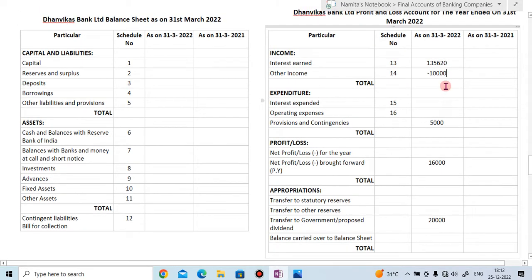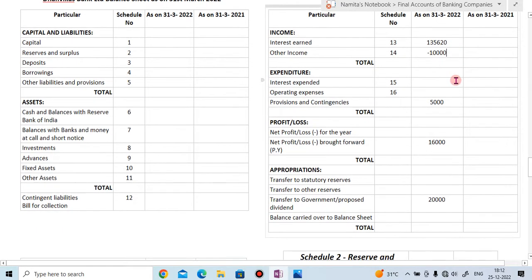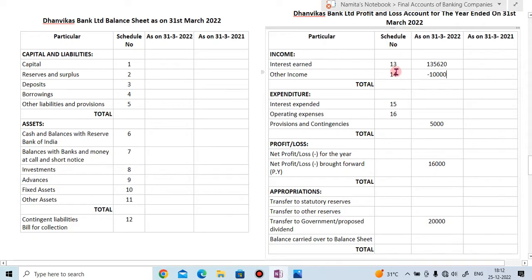Next, now add the total of schedule number 13 and 14. So 1,35,620 minus 10,000. So total of income is 1,25,620. Okay. So total of income we have got.